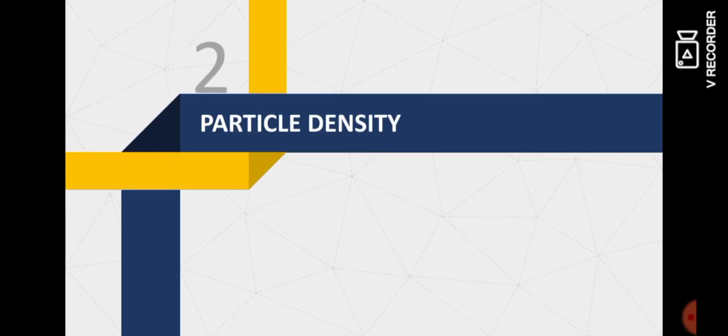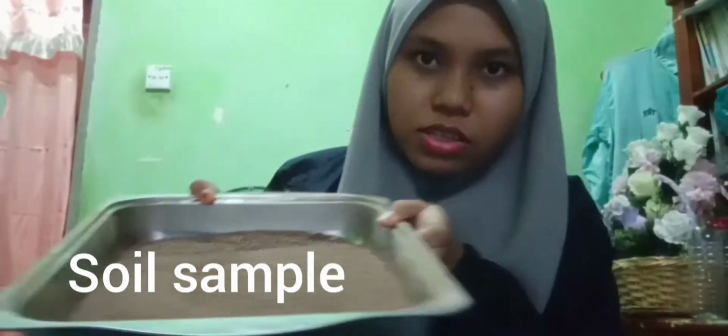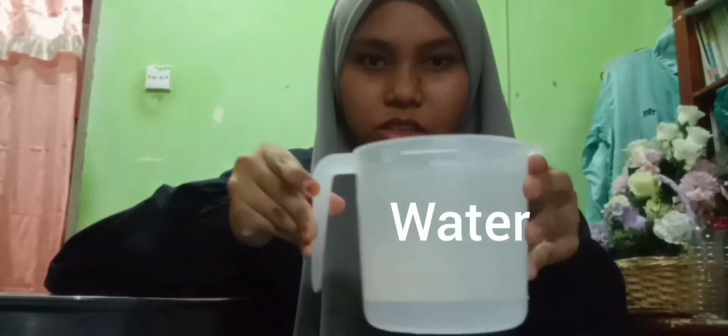Second experiment is particle density. I will show you the video of this experiment. For particle density, the apparatus that I use is first weighing balance. Next is a soil sample. Other than that is water, and then plastic containers, 3 plastic containers that have different measurements.